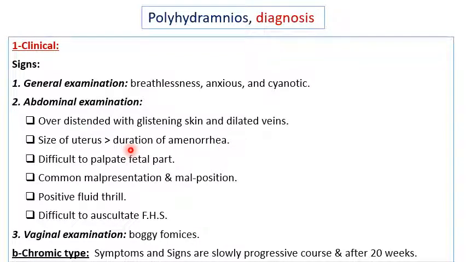On fundal grip, umbilical grip, and first pelvic grip, it is difficult to palpate the fetal parts. And usually, due to easy movement of the fetus, there is malpresentation and malposition. On auscultation of the fetal heart, it is difficult as the fetus gets away inside the water in the amniotic fluid. Vaginal examination is usually not done, but on vaginal examination, putting your hand on the anterior fornix or lateral fornices, there are boggy dilated fornices from pressure inside the uterus due to accumulated fluid. In the chronic type, the symptoms and signs are slowly progressive, so tolerable by the mother.